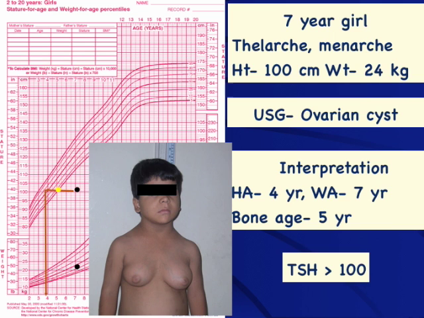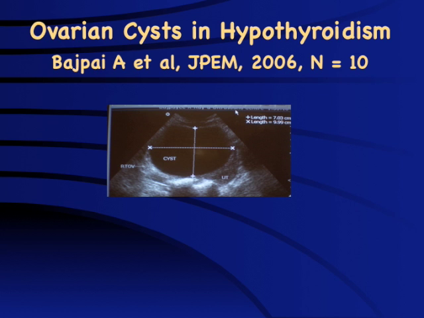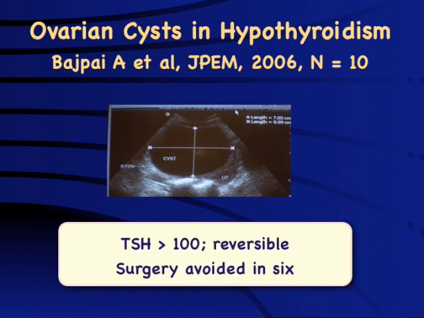So any short girl who has early puberty, think thyroid would be a key message. This is a relatively common condition, particularly if the thyroid disorder is not picked up at the right age. Ovarian cysts can be huge, and often they have been advised surgery, and just by thyroid replacement, things would improve in terms of progress.